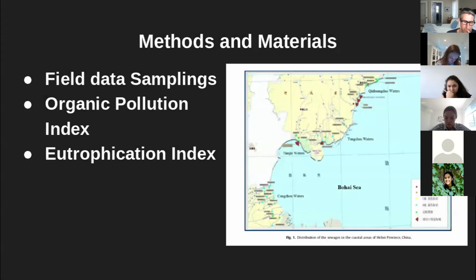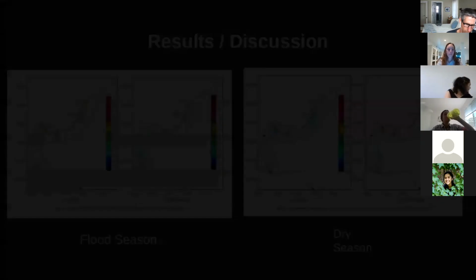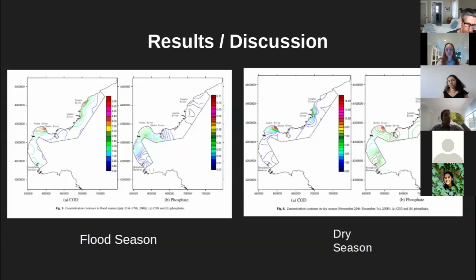The next is the eutrophication index, which deals with eutrophication. And eutrophication is the over-enrichment of a water body when it has too many nutrients, and that results in accumulation of organic matter. This index takes account of the associated impacts of COD, dissolved inorganic nitrogen, and dissolved inorganic phosphorus based on the water quality, and is mainly used to summarize water quality monitoring data. So let's get right into the results and discussion.